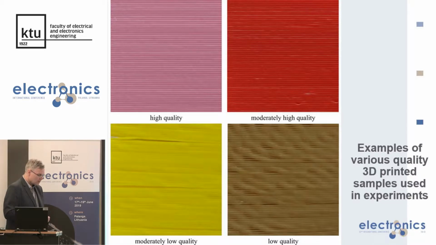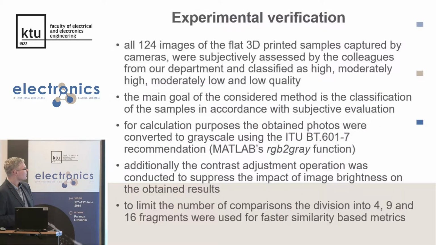And we made over 100 samples of different colors using two types of filaments, PLA and ABS, assessed them manually into high quality, moderate, and low quality. But we classify only into high and low quality. Moderate is just for the discussion, whether it is close to the border or not.